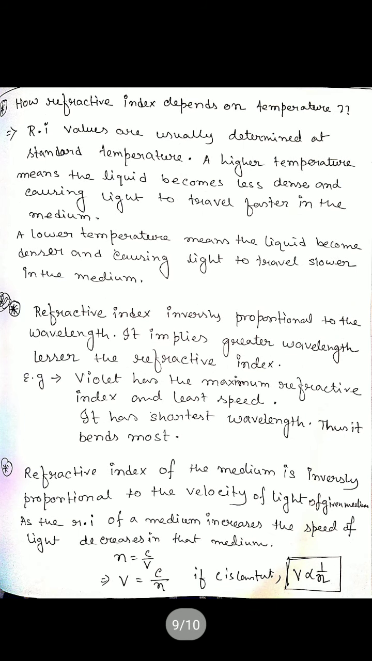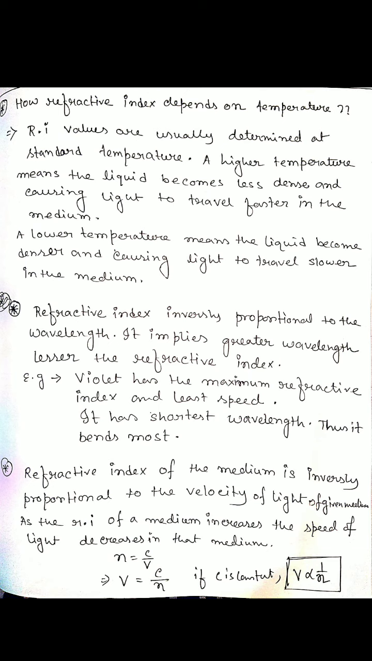How does it depend on temperature? At higher temperature, the liquid becomes less dense, that means it behaves like a rarer medium, and because of this light travels faster in the medium. But at lower temperature, the liquid is more dense, and when it is denser, we know that light travels slower in that medium. Okay, in this way the refractive index depends on the temperature.